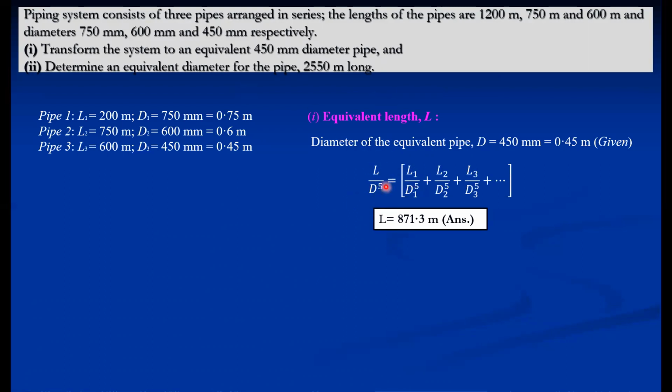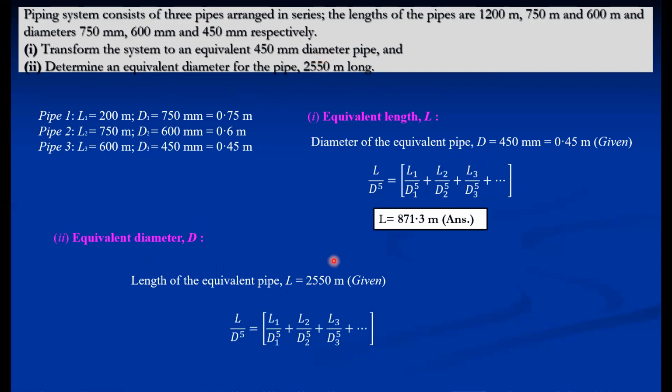In the second case, the length is given and we have to calculate the diameter. Our RHS is already known. So again, use Dupit's equation. Here this quantity is known to us, and this quantity is known to us. The calculation gives 557.8. Sorry, the total length of 871.3 is in meter, because these are the lengths, and the diameters are in mm. So the diameter is 557.8 mm.